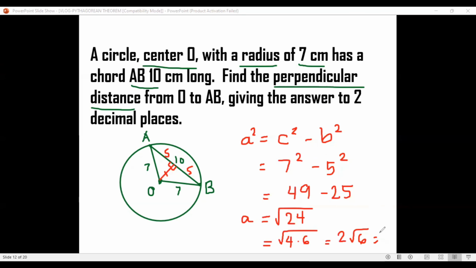Again, the answer that you will be getting there is 4.899, so we could just have that as 4.9. And the unit of measure that was used is centimeter. So we know now that the perpendicular distance from your center O to your chord AB is equal to 4.9 centimeters. Those are some applications of your Pythagorean theorem when you are dealing with right triangles.